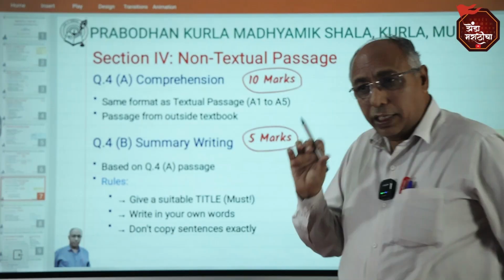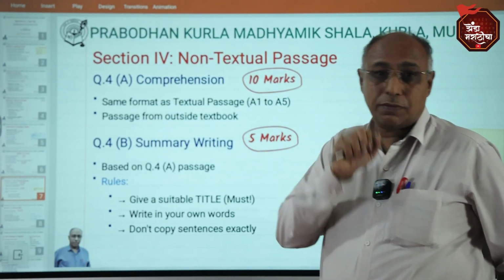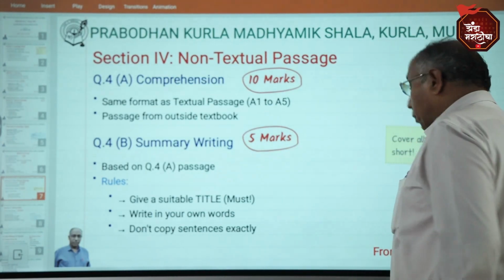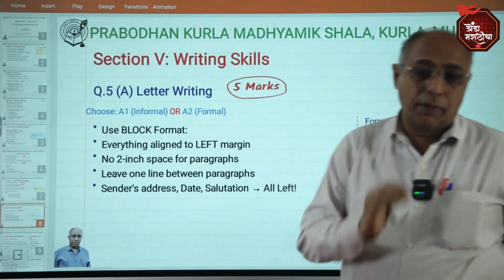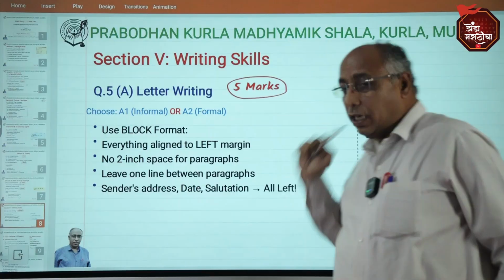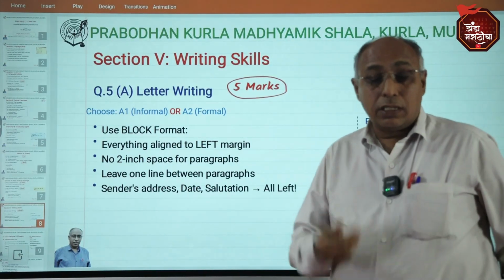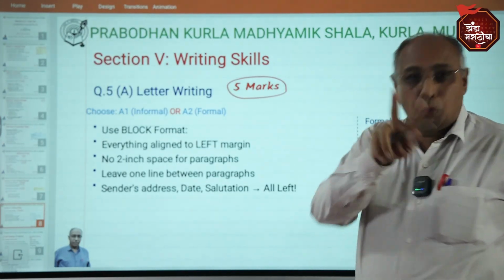So, you will study the passage and try to minimize it. That is called summary writing. So, in this way, let us go to section number 5, and section number 5 is writing skill. This is a big question. This section carries two types of questions.